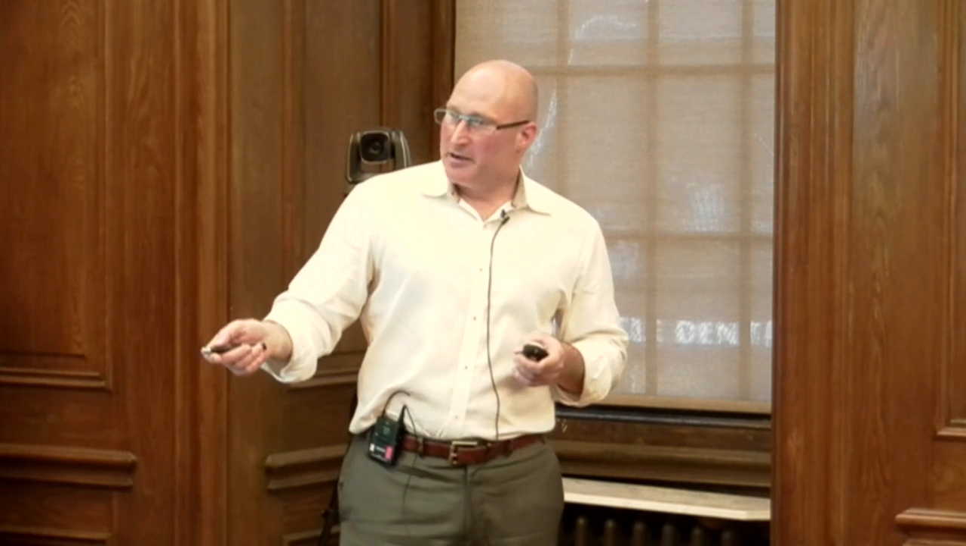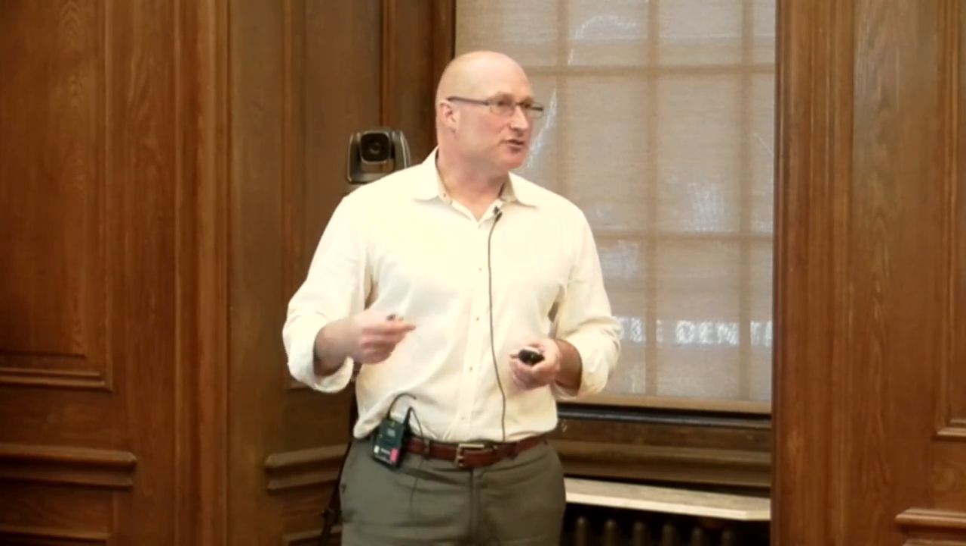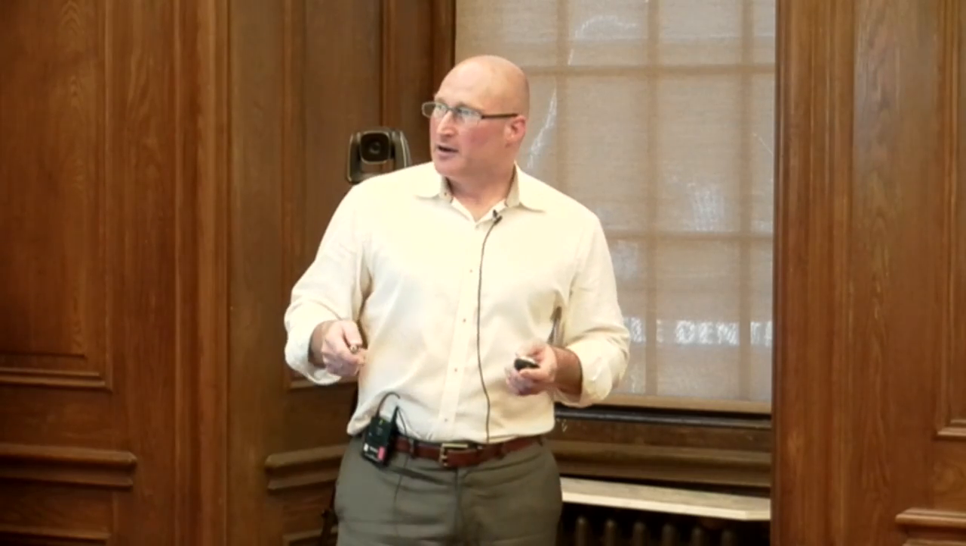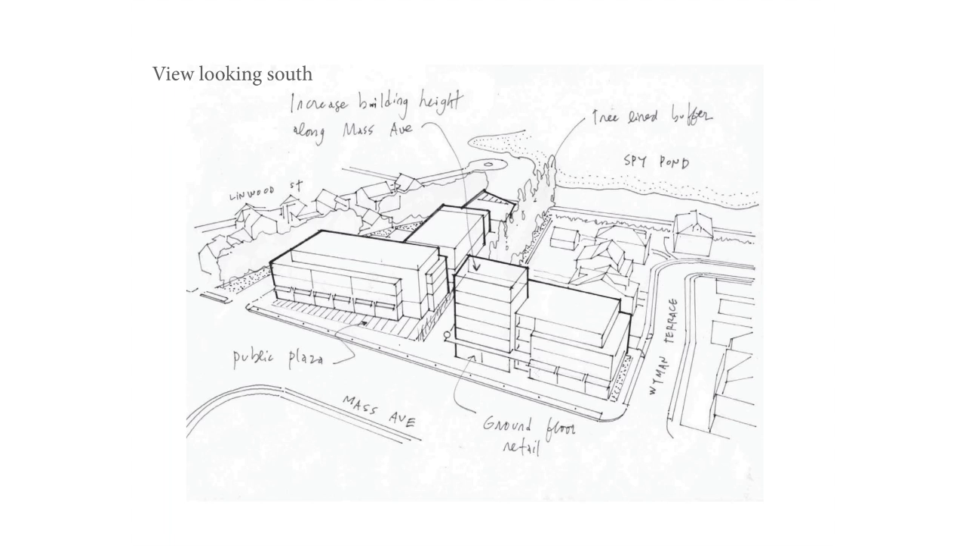Now, any developer who comes forward would choose whatever uses they feel they can get away with or make sense, but there is a desire to increase the commercial tax base. You could imagine residential there, but you could also imagine a series of buildings, and here's the key, that make a connection from Mass Ave to the Spy Pond, because you just can't get there from here. What that would mean is that the guideline actually says connecting the water system to Mass Ave should have a public space of a certain dimension, and that would help to structure a project like this.